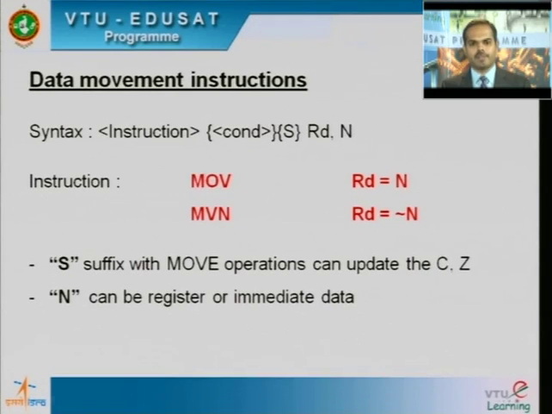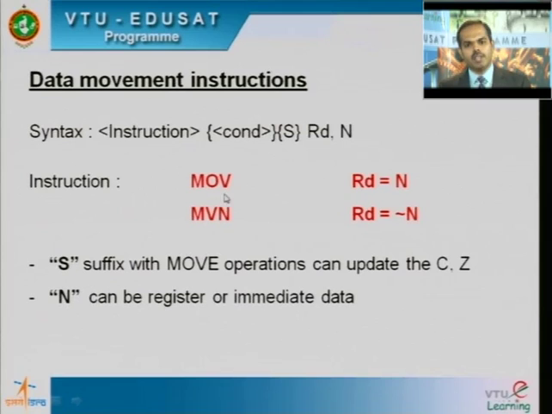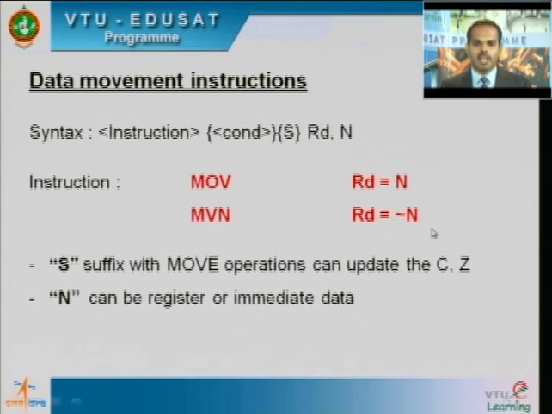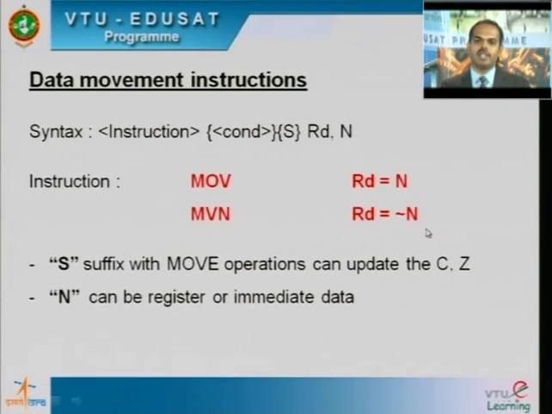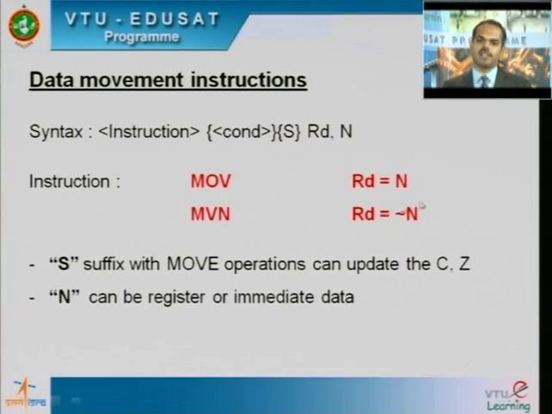Hope it is clear. There are 2 instructions available in the data movement instruction. One is MOV, another one is MVN. MOV copies the content of N directly to RD. MVN copies the one's complement value of N to RD. We will take some examples and then understand these 2 instructions in detail.